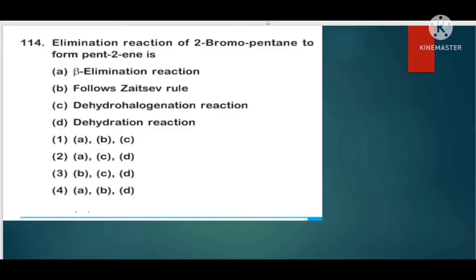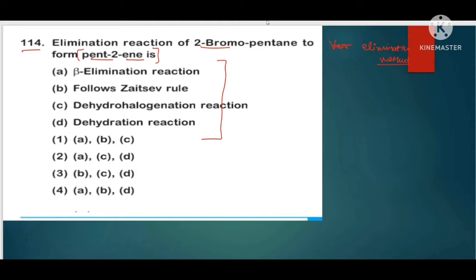Now let us discuss question 114. Elimination reaction of 2-bromopentane to form pent-2-ene is. Among the four options, which gives 2-bromopentane to give pent-2-ene as a product? This type of question can be achieved by the elimination method.